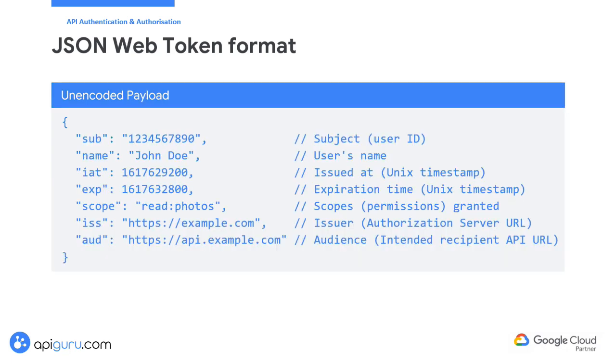The second section is the payload, which contains claims that convey information about the user and the permissions granted. The sub claim represents the user's unique identifier. It is used to identify the principal, user, or entity to whom the token was issued. The name claim provides the user's name or a human-readable representation of the user's identity. It helps identify the user more easily when interacting with the API.